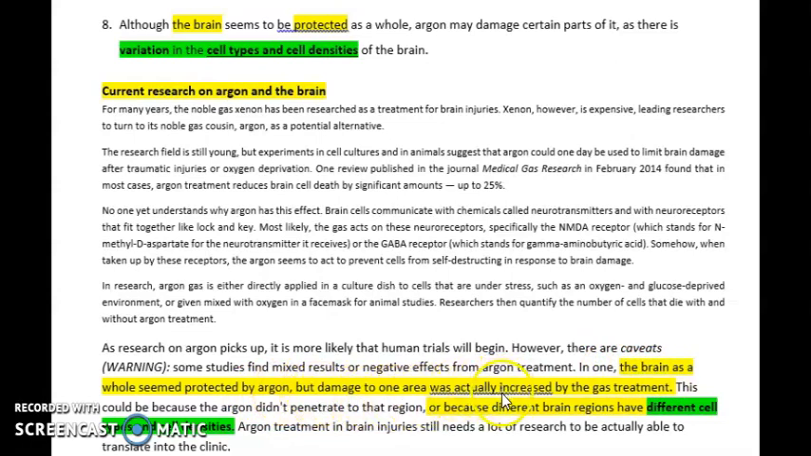So the reason for this could be no penetration to that region, or because different regions have different cell types and cell densities. In the question we have as there is variation in the cell types and cell densities, so this is the answer, variation in something. So after variation, we need a noun. In the sentence here we have different, but you don't need to write it because you already have variation in the question. Okay? So you should only keep cell types and cell densities for the answer.